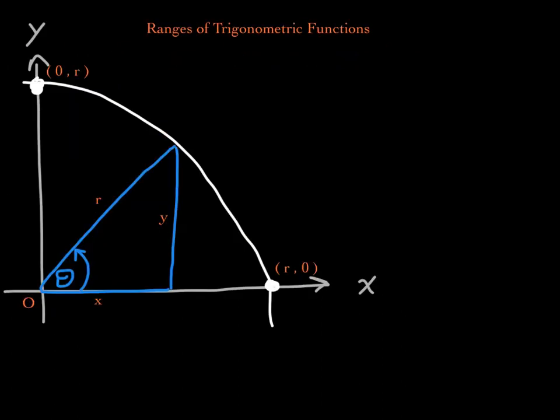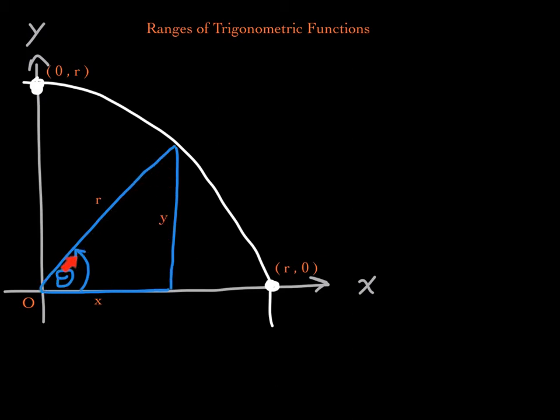All right, what I want to discuss next is the ranges of the trig functions. Now, what I have for you here is an angle, and notice it's in standard position. I'm going to allow this angle theta to increase from close to 0 degrees toward 90 degrees. So here's my first angle theta.